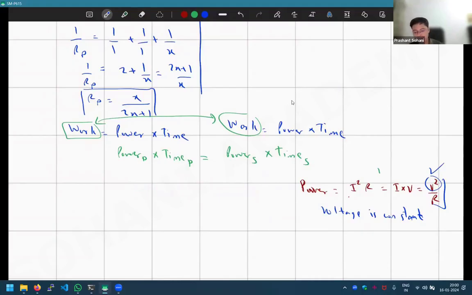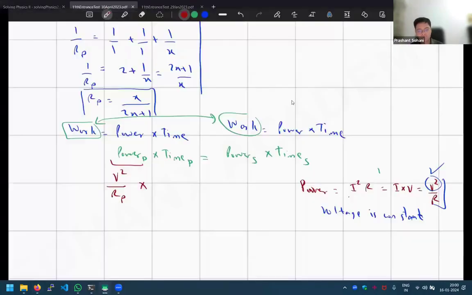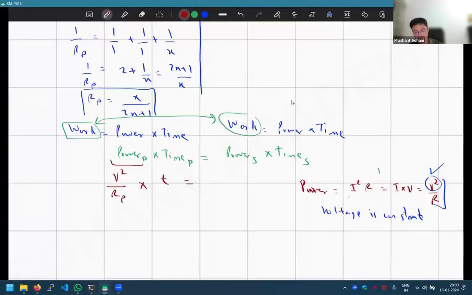Okay, so if I just substitute here, instead of power, I'm going to write V square upon Rp into time taken. The time taken is given to me, right? In the first case, it is t seconds, is equal to, on the right hand side, V square upon Rs into again 10t seconds. What is given is that in the second case, it takes 10t seconds. In the first case, it takes t seconds.